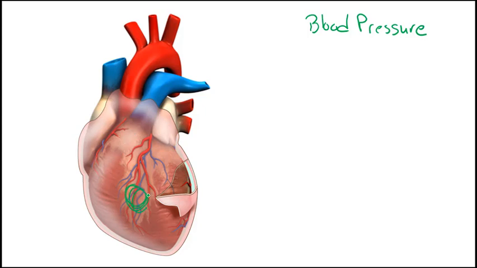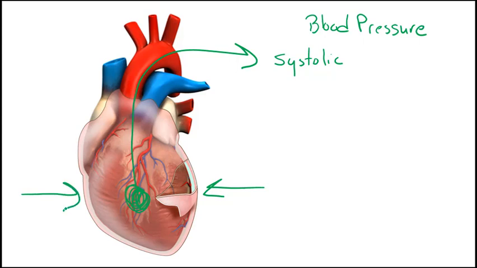The term systole refers to contraction of the ventricles. This is when the pressure in the arterial walls is the greatest. When we measure this value, it's called the systolic blood pressure, and that's the top number you see recorded in a blood pressure.